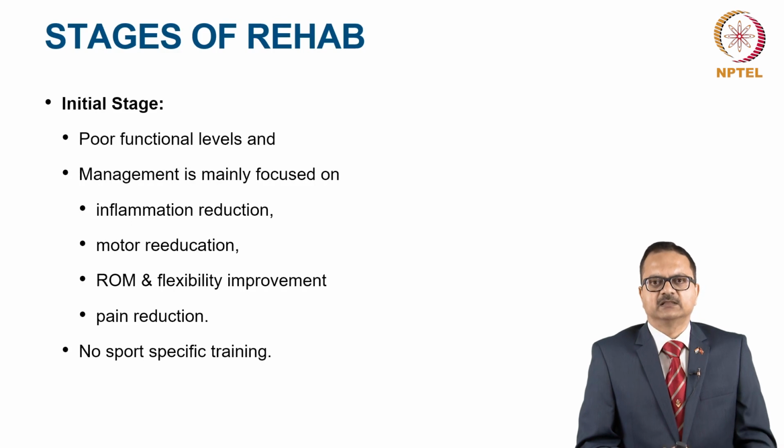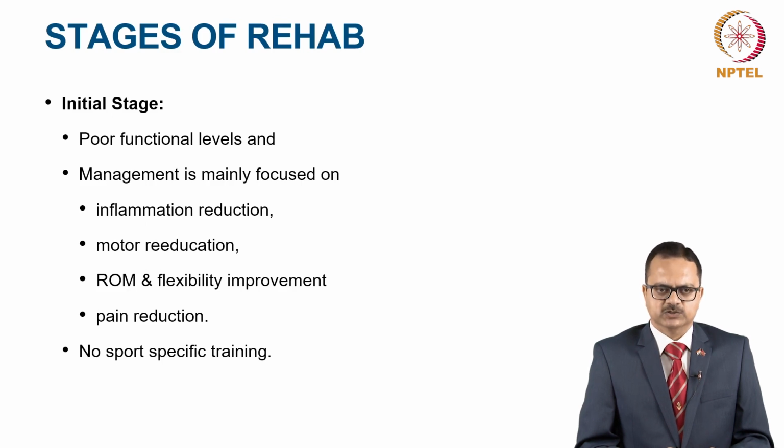In the initial stage, the athlete generally has poor functional levels, and the management is mainly focused on reduction of the inflammation, retraining the muscles and the motor areas, range of motion and flexibility improvement, and pain reduction. Be aware that this is a very initial stage after injury. So you have to reduce the inflammation. You have to get the muscles working in the right order. You have to maintain the range of motion and flexibility, and you have to reduce the pain. Generally, in the initial stage, there is no sport-specific training.